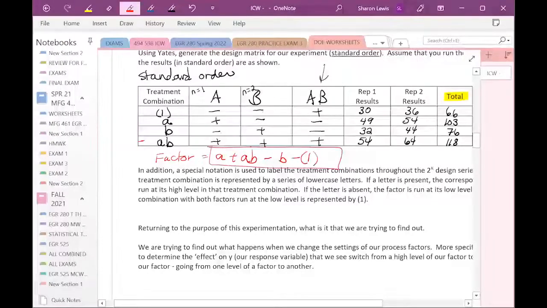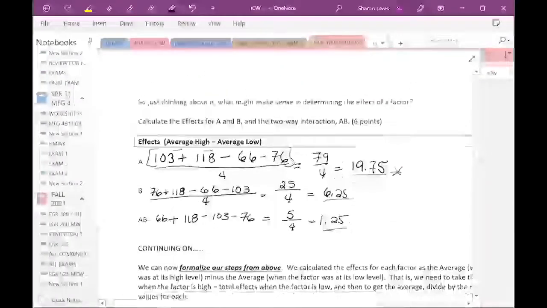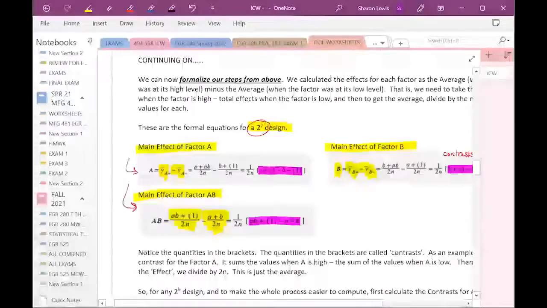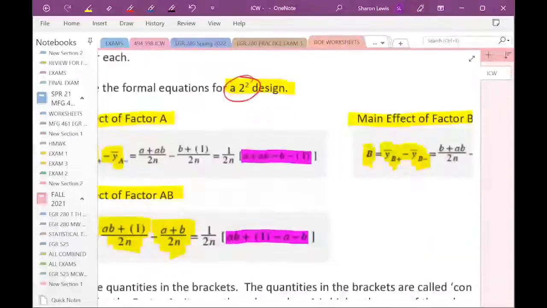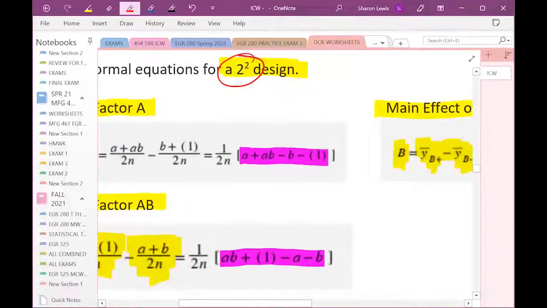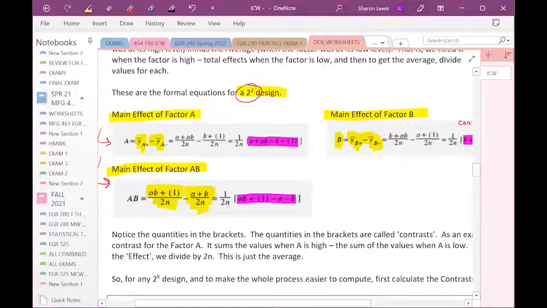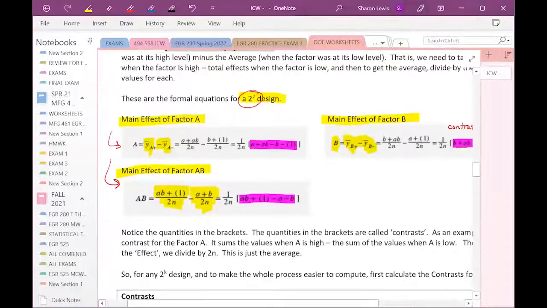And if you look at our formula, there it is. See, A plus AB minus B minus the 1. So the high minus the low. Now, why am I making such a big deal? Because this piece in the brackets, we're going to use that in our analysis of variance table.